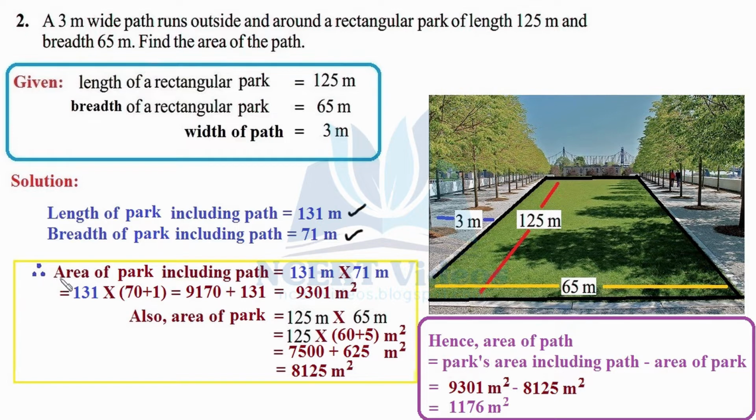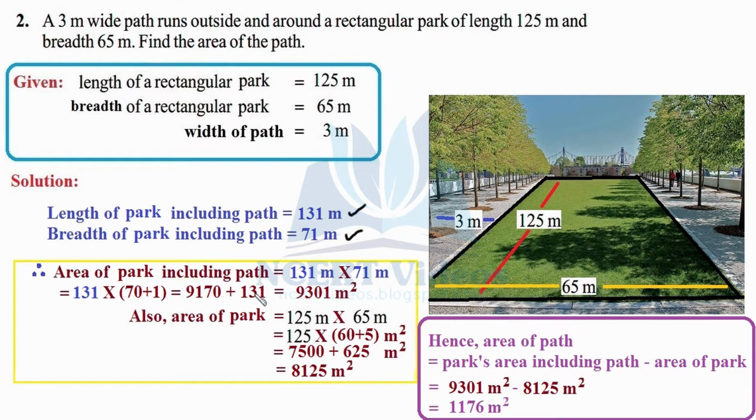Now it's simple. Therefore area of park including path will be multiplying it because it is a rectangle. So 131 into 71. How can you multiply without going through the long multiplication process? That is 131 and writing 71 as 70 plus 1. So we will solve it. 7 3s are 21, 2 is carry, 7 into 1 is 7 plus 2 is 9. So 917, fix 0 to it and solve this.